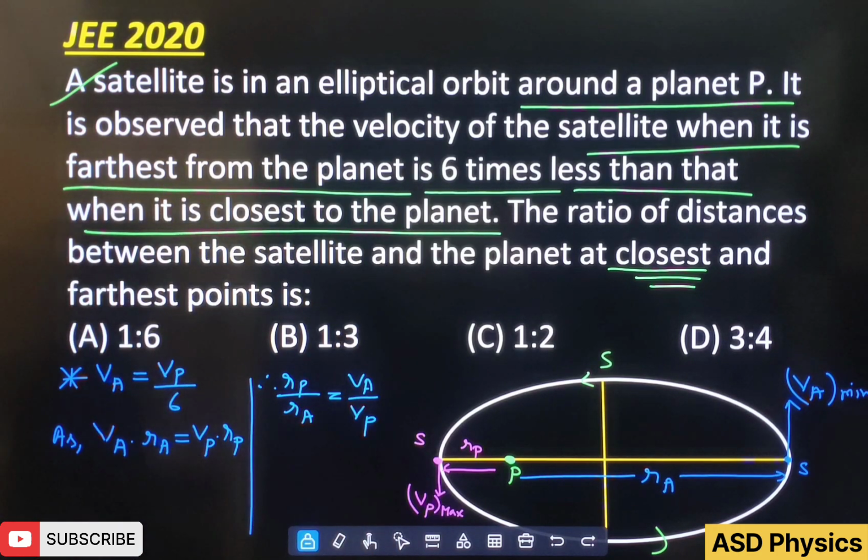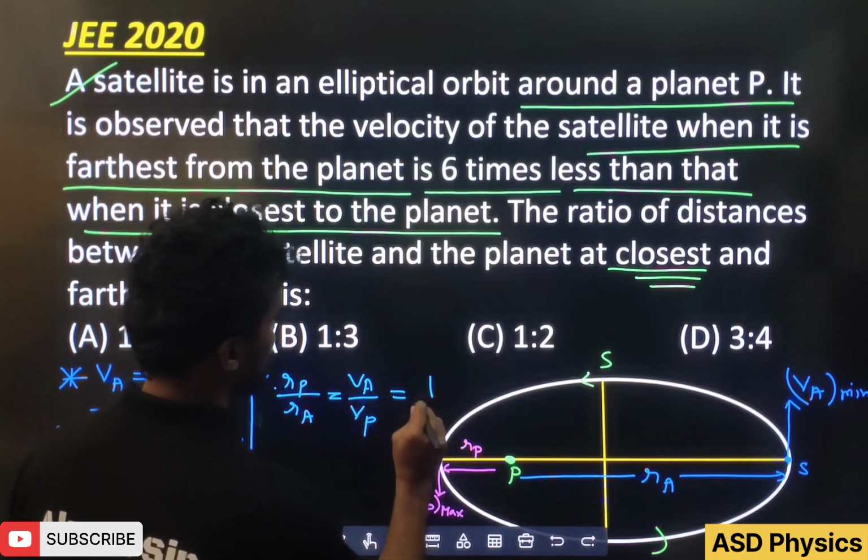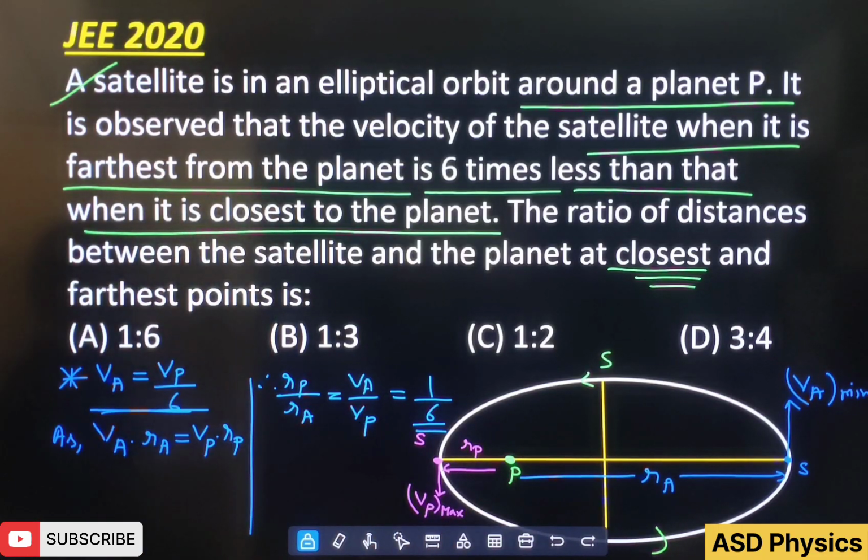Va by Vp. So Va by Vp from here, how much will it come here? It will come here 1 by 6. So which option is correct here, students? Just check out here. The correct answer is here. Option A is the answer.